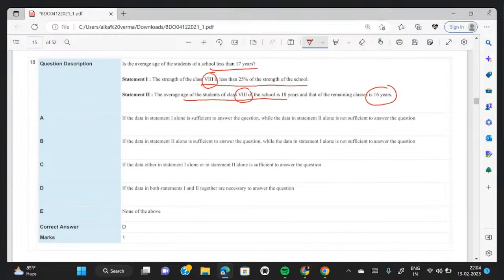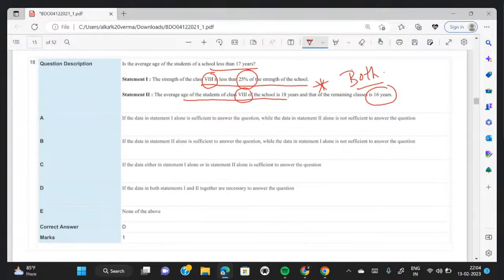So these 8th students are 25% of the strength. So this means that I have to use both the statements in order to solve the question. Means both statements are required. From one statement, you will not be able to find a solution. So both statements are required.